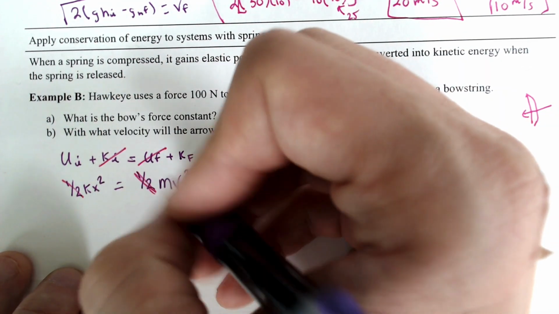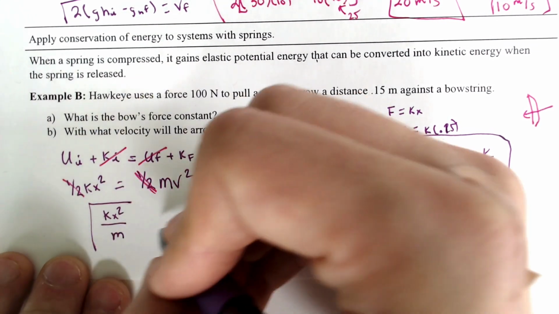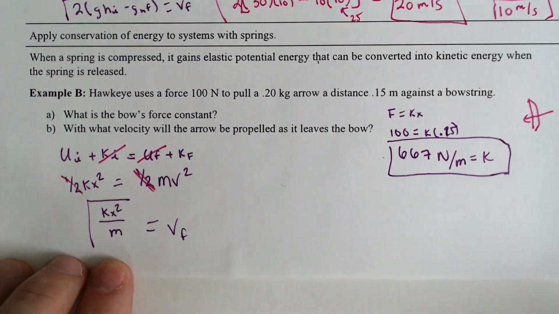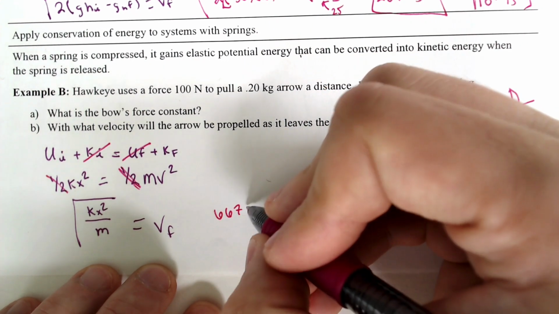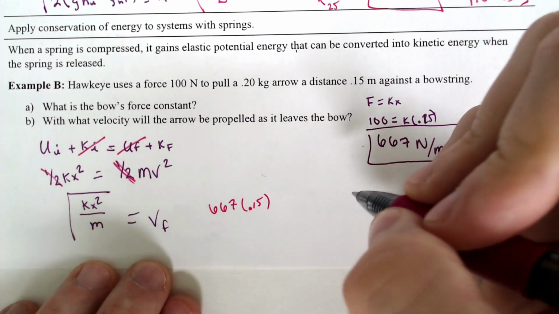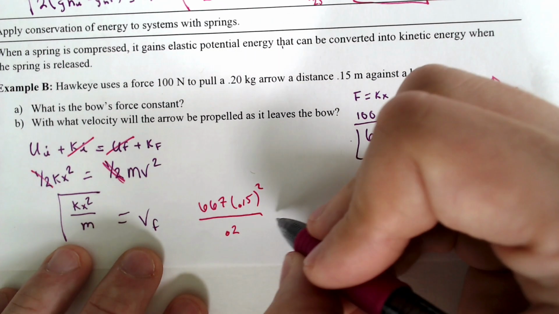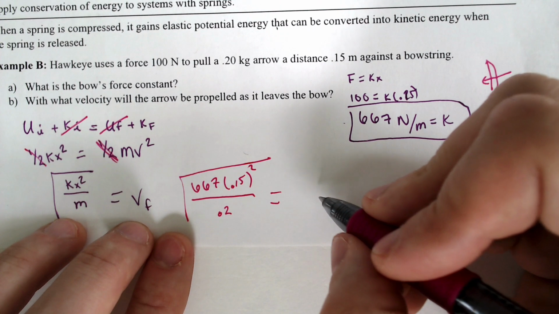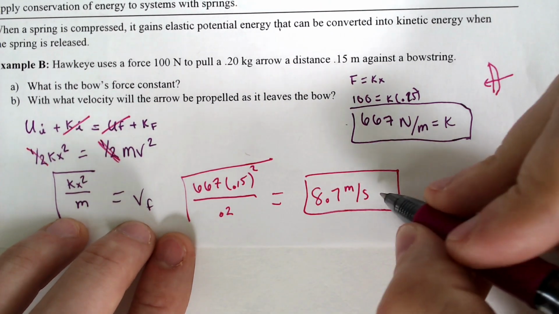Let's divide by m and square root. You'd get kx squared over m. The square root of that would equal your v final. All right, now we can plug everything in. We got k is 667. What's x? That would be 0.15. Let's not mess that up. Squared, all over a mass of 0.2. And if you square root all that and you do all the math, you figure out that this is going to be 8.7 meters per second for that final velocity.